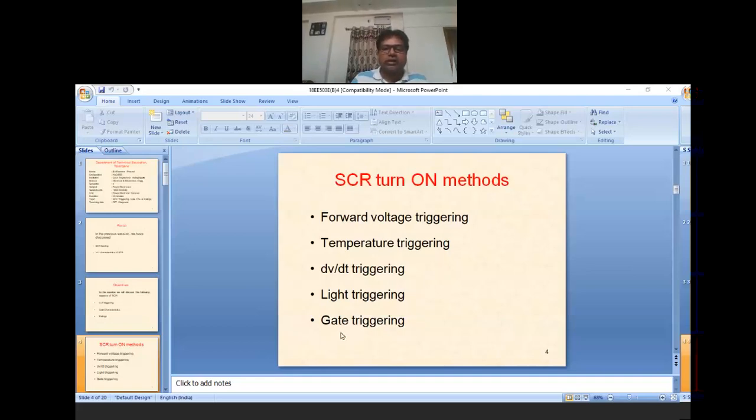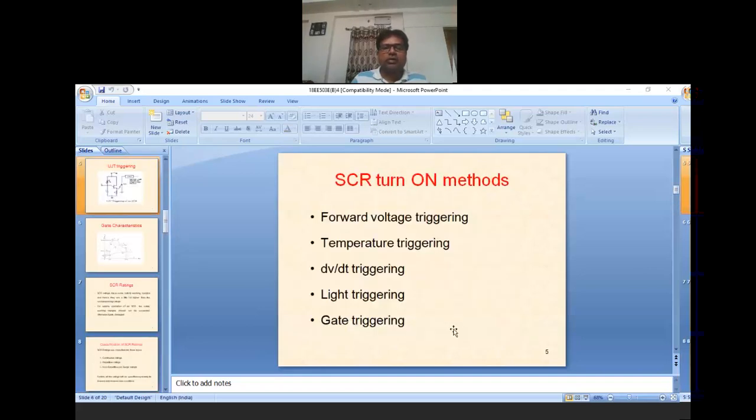And the other one is gate triggering, where we apply a positive gate pulse between gate and cathode, thereby a gate current enters into the inner P layer and eventually into the junction J2, and conduction takes place. So when it comes to all these methods, the methods other than gate triggering take somewhat more time when compared to gate triggering.